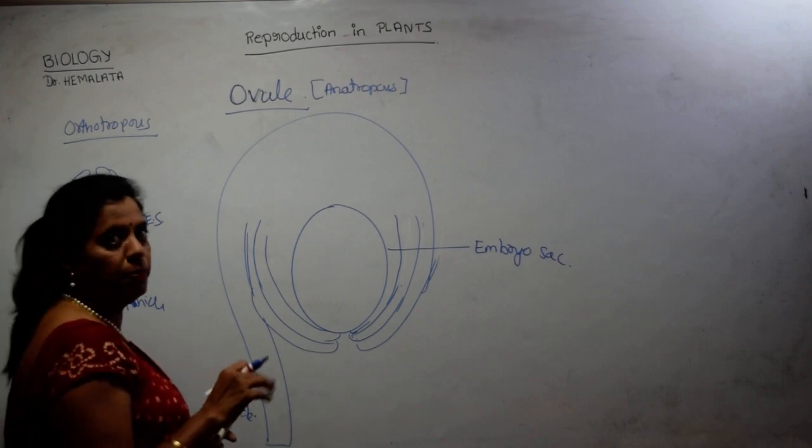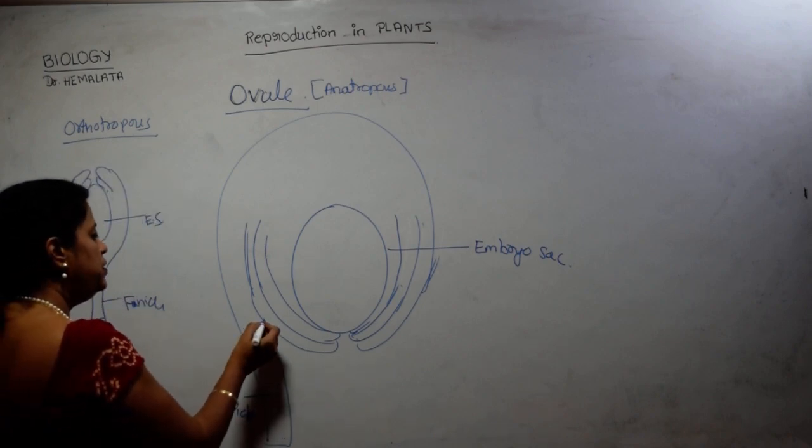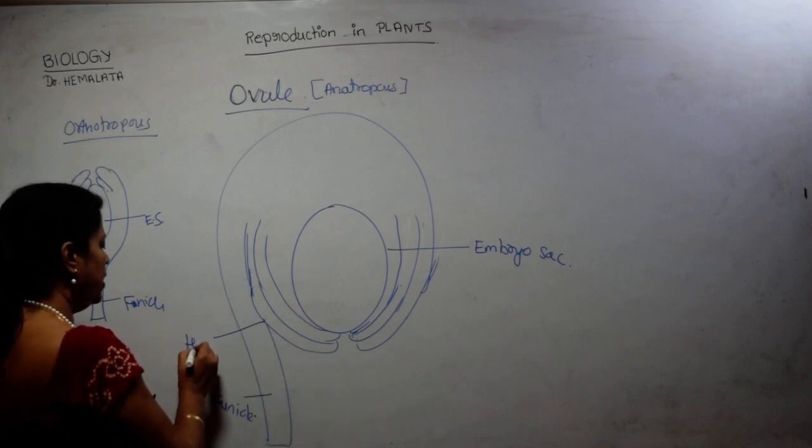Now, let us talk about the parts of the ovule. Okay, this is the funicle, and the part which remains attached to the funicle with the embryo sac, it is called the hilum.